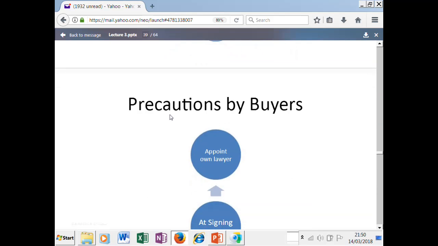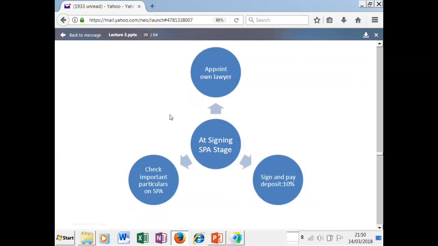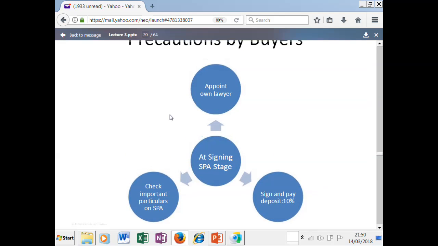Okay, precaution by buyers: appoint a lawyer. Don't depend on the developer's lawyer. Usually the developer will say, okay, we have our own lawyer, we also provide you the same lawyer for you. So who do you think the lawyer will work for? The developer, right? So we have to appoint our own lawyer.